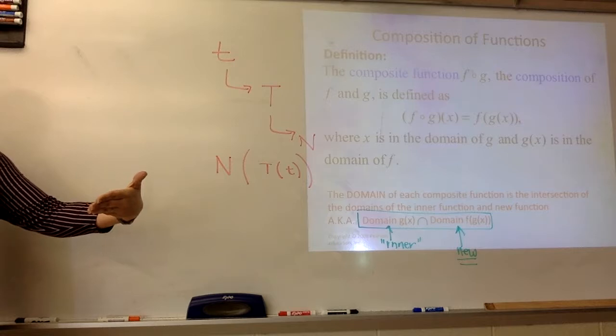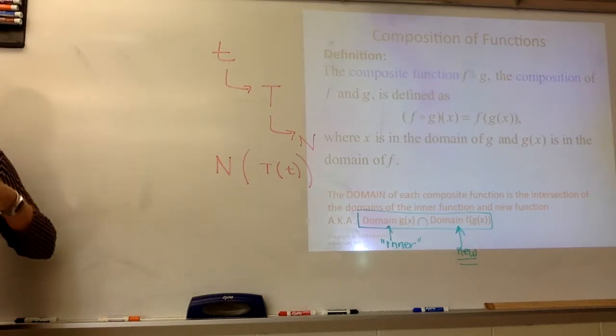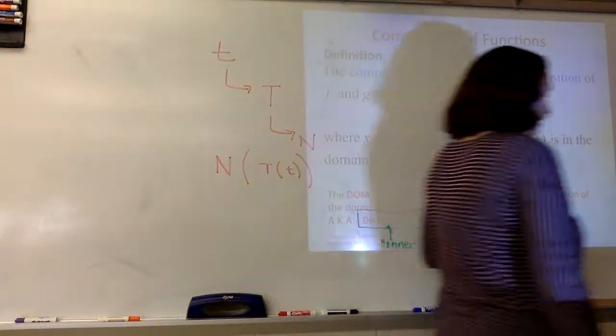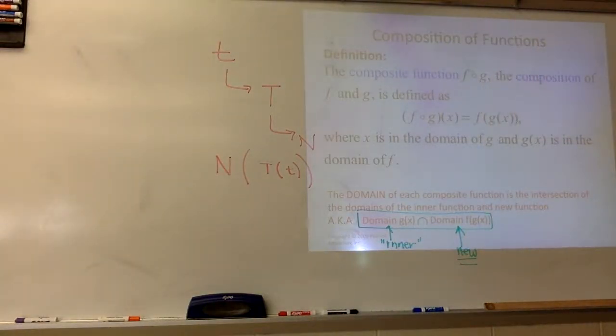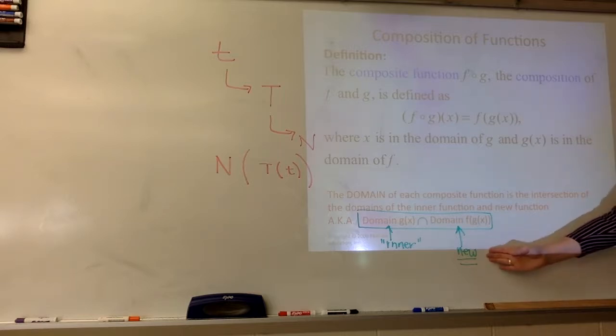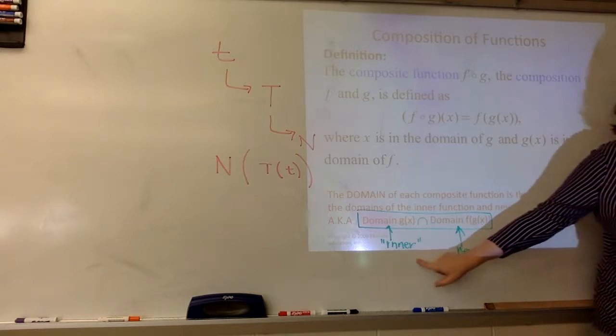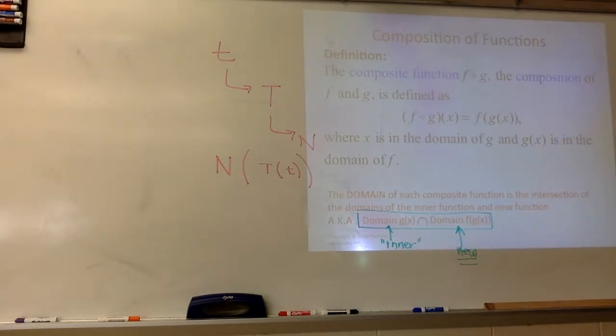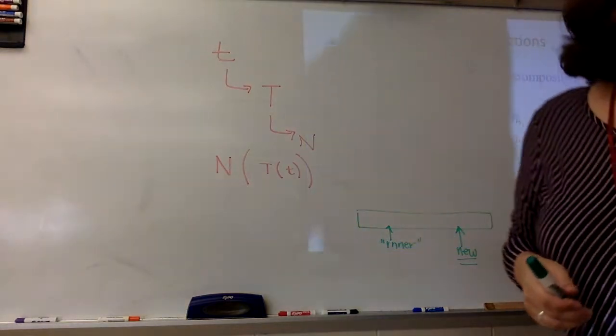You have to look at those two and say, what's the domain of this, what's the domain of that, and then find the intersection of the two. The rule is different. Everybody tells me, oh, I'll just go to the new one. No, you have to think about the old one first, the one that you're plugging in. Okay, so the domain of a composite function is find the domain of the inner starting function, and then give me the domain of the new, and tell me the intersection of the two.